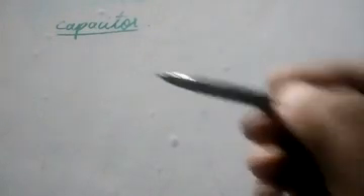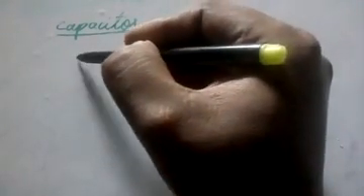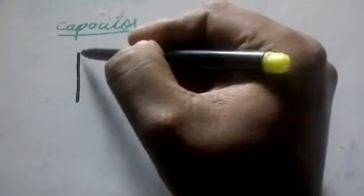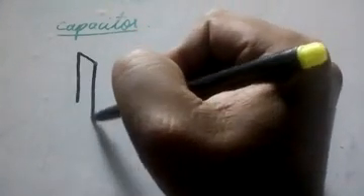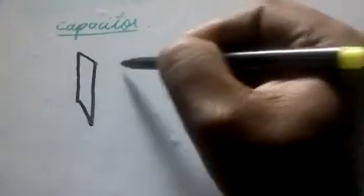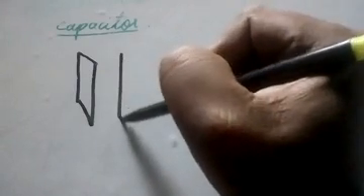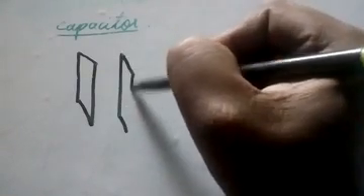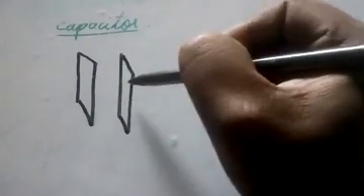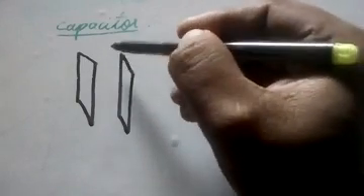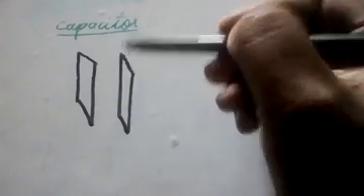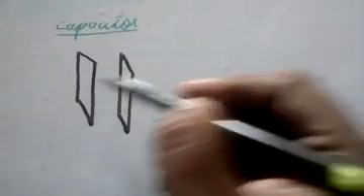So the most simple one, you see, has two parallel plates. This is one plate here and the second plate here. There is a small distance between them. In the distance we can have air or any other insulator. These are the two metal plates.